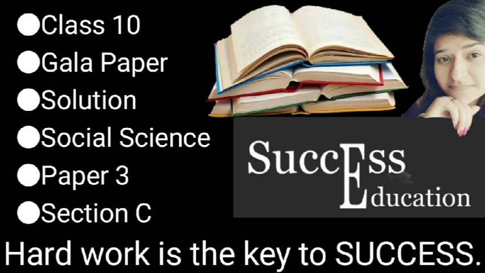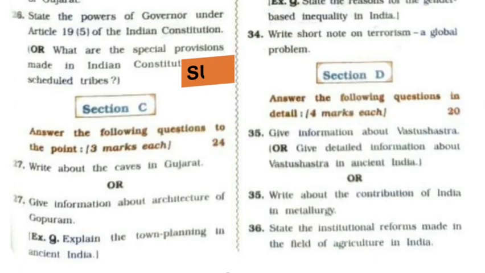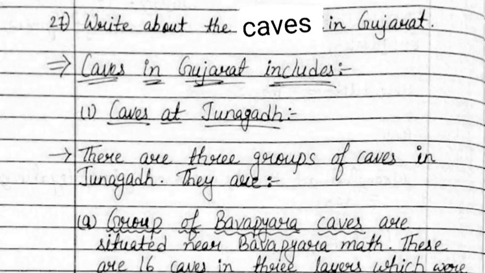Today we'll be doing the Gala Model Question Paper solution of Social Science, paper number 3, section C. So we'll see the question answers. 27th one. Write about the caves in Gujarat.